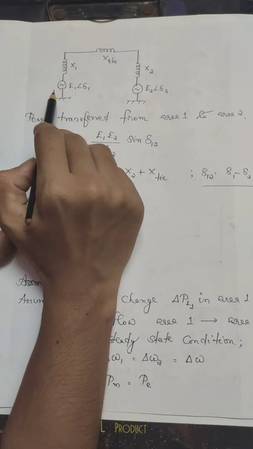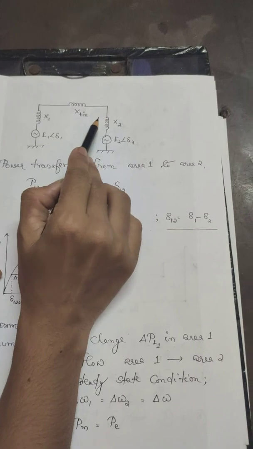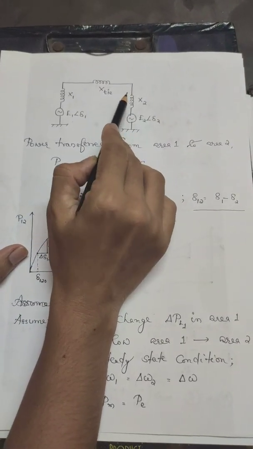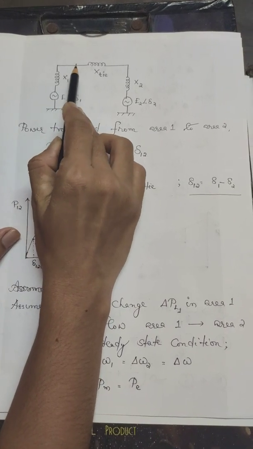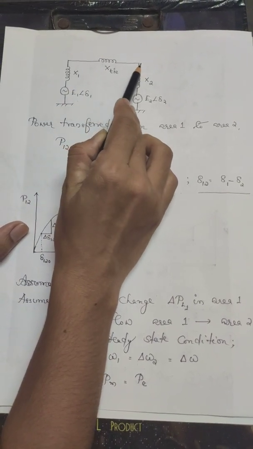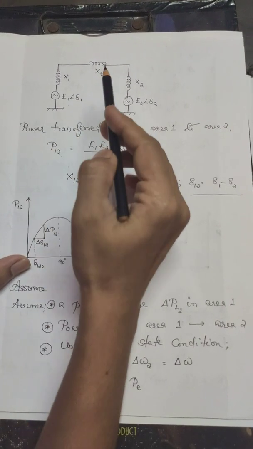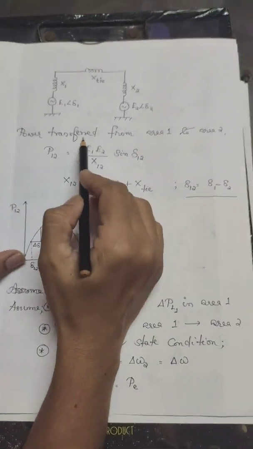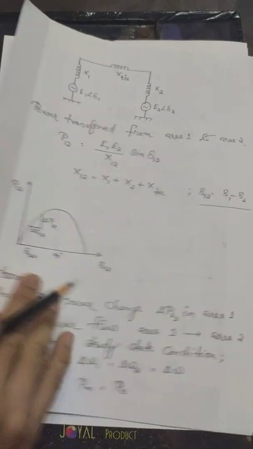So this is the equivalent circuit of a generator. So area 1 and area 2 can be represented as two equivalent generating units, and the transmission line connecting the two areas can be represented as a reactor. So now we have assumed that power is being transferred from area 1 to area 2.